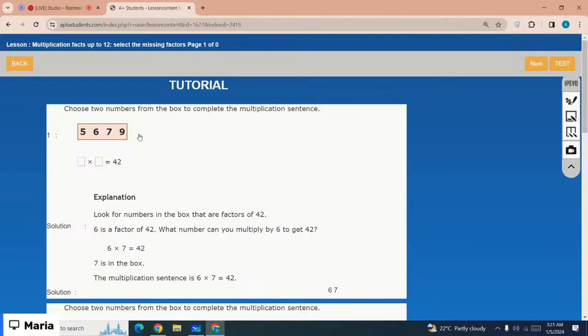So 5 is not a factor of 42. You have 6, 6 is a factor of 42. But 6 times what number is 42? 6 times 7 is 42, not 7 times 9. 6 times 7 is 42. So you guys please start working on the tables from today. 6 times 7 is 42. Let's just start with the test question.